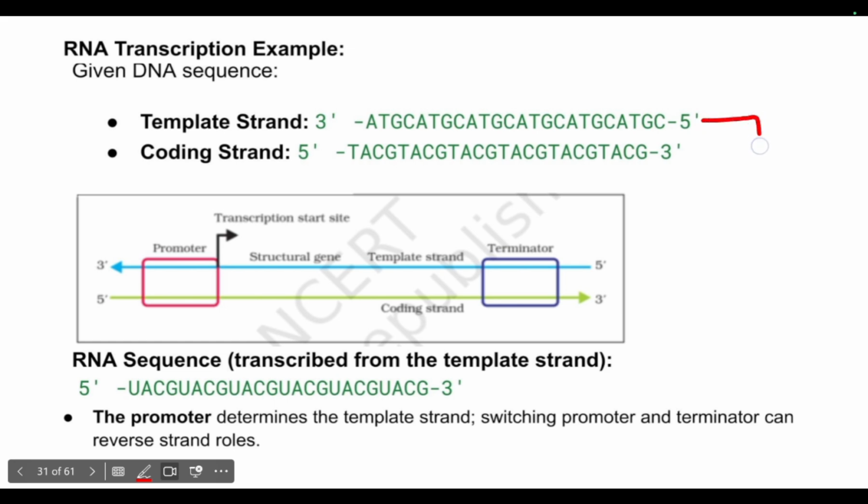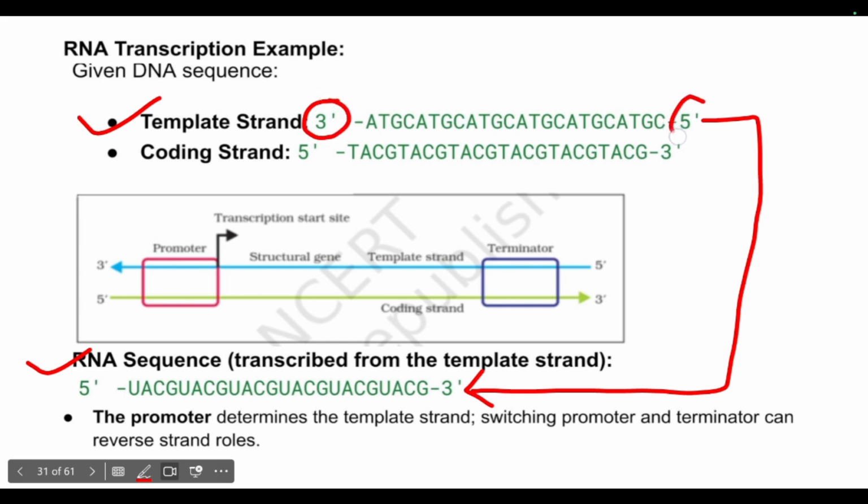If you compare the template strand and the RNA sequence, you will observe that they are both anti-parallel to each other. One is 3' to 5' and the RNA sequence is 5' to 3'. So this is one simple way to find the orientation, or the direction, of these two strands.